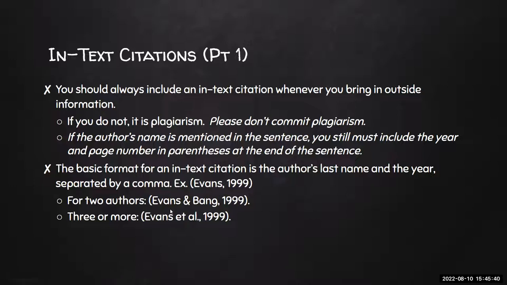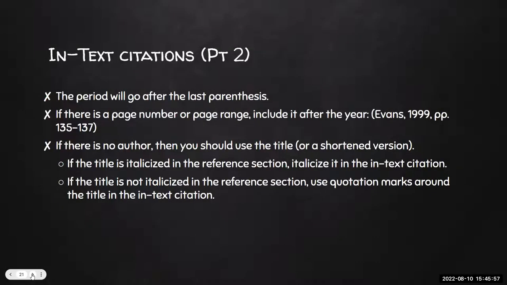If it's more than one, then you will include both authors' last names. If it's 3, you will just include the author's last name and then et al., followed by the same comma and the year. If there is a page number or a page range, you will also include that in your in-text citation. So here we have the last name, comma, the year, comma, and here we have the page range, 135 to 137.